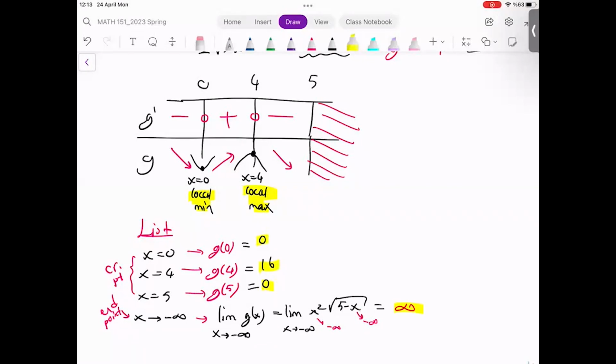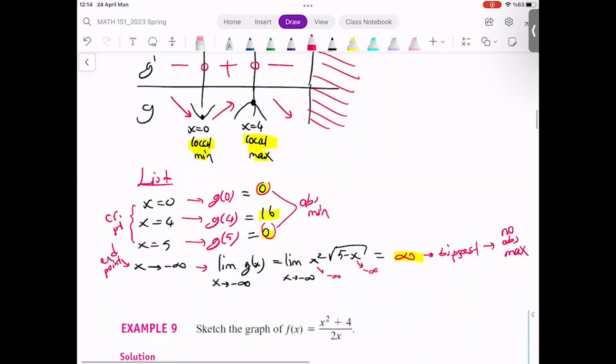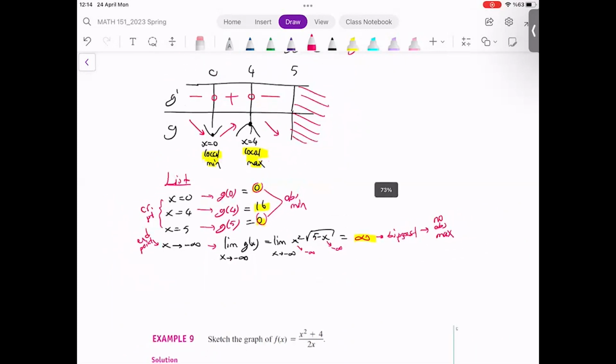Now, among all these points, you will choose the biggest and smallest to find the absolute max and min. I think this is the smallest value, so you will name it the absolute min. This is the biggest value, but it is not a finite number, right? You can never attain plus infinity. So there is no absolute maximum value for this function, as plus infinity can never be attained. No absolute max.